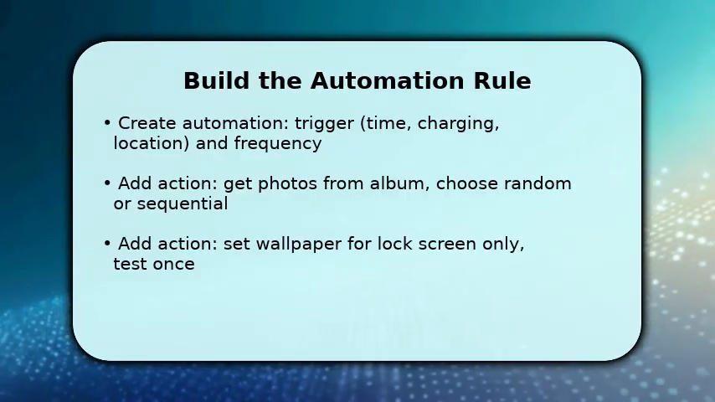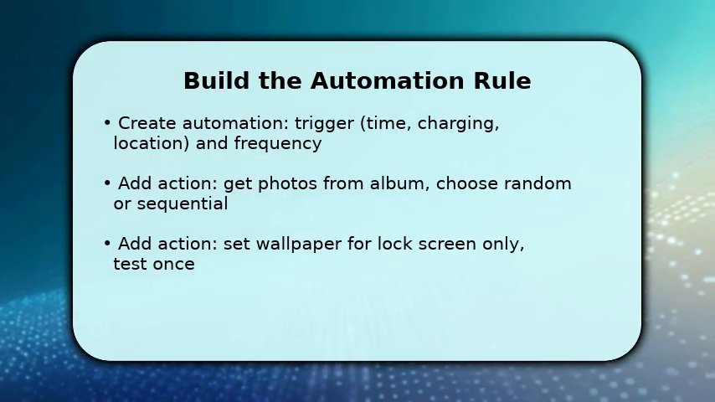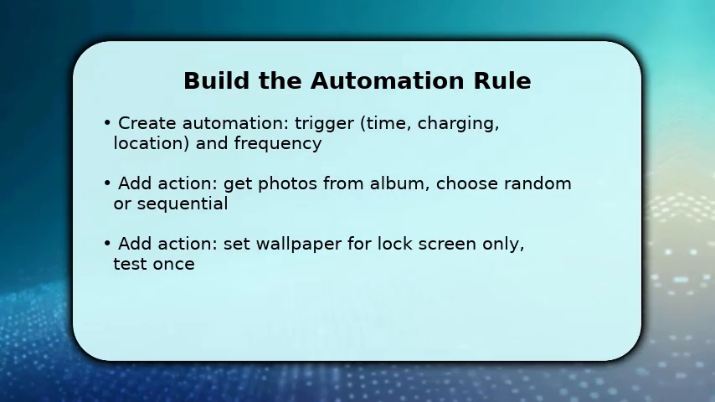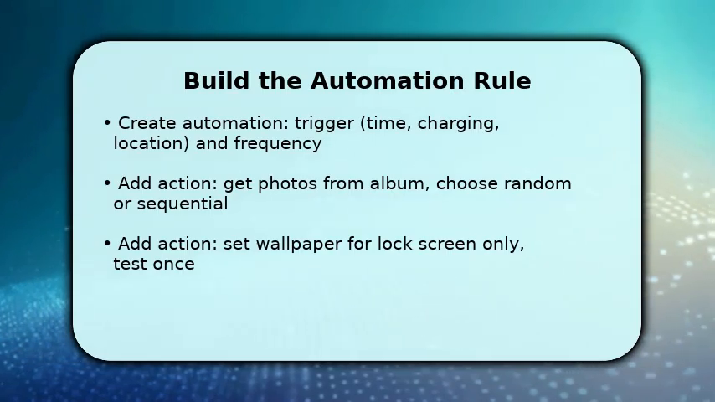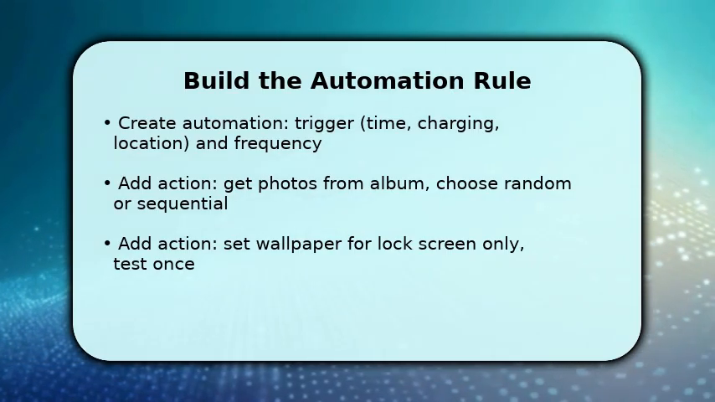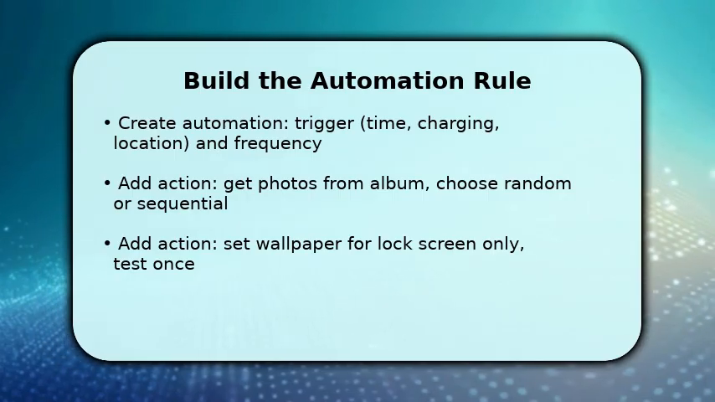Start by choosing a trigger, time, charging, or location, and set how often it runs. Then add an action to fetch photos from your album. Select random or sequential ordering depending on the mood you want.